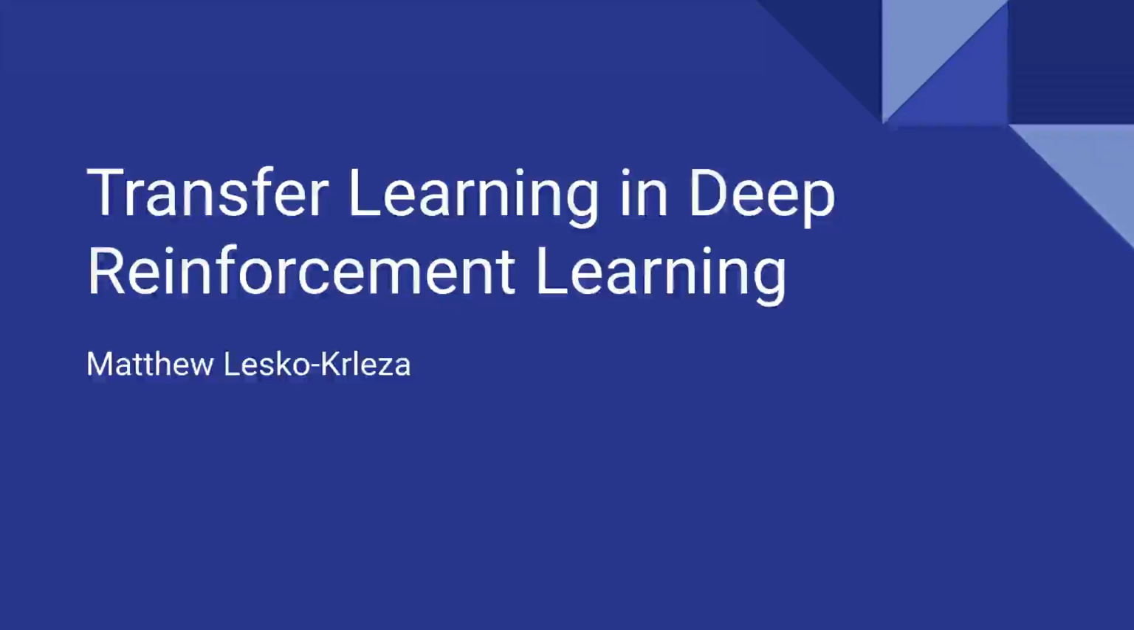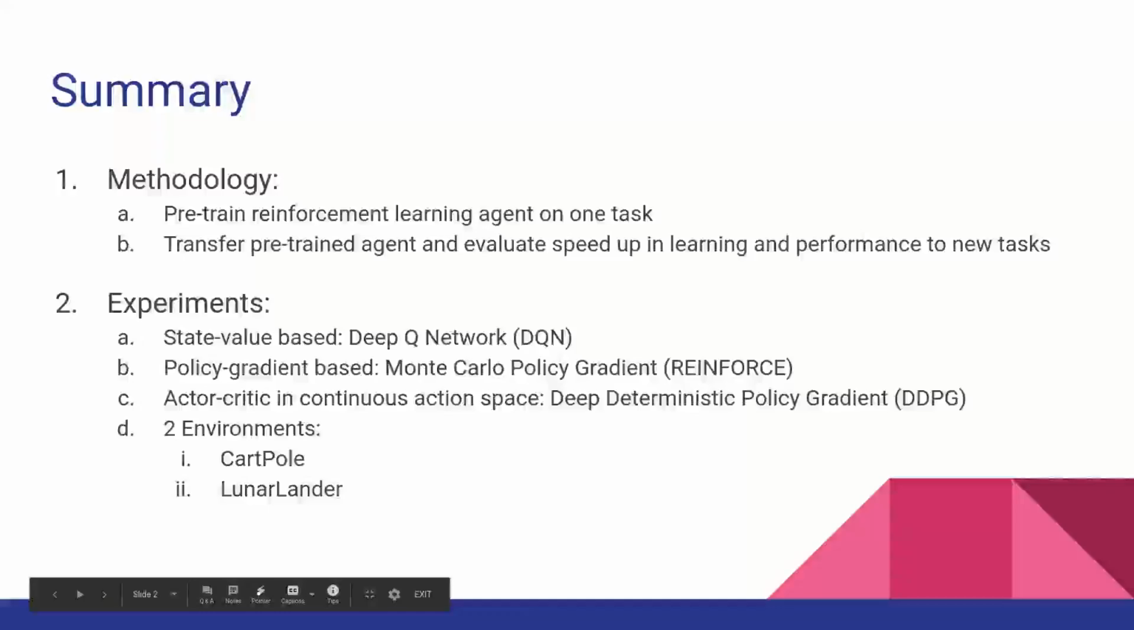The main motivation for this project is to evaluate naive neural network transfer as a transfer method in deep reinforcement learning agents to help speed up learning and performance. The main work that I performed in this project was to pre-train various reinforcement learning algorithms on one task, then transfer the pre-trained agent to evaluate the speed up in learning and performance on different configurations of that one task.